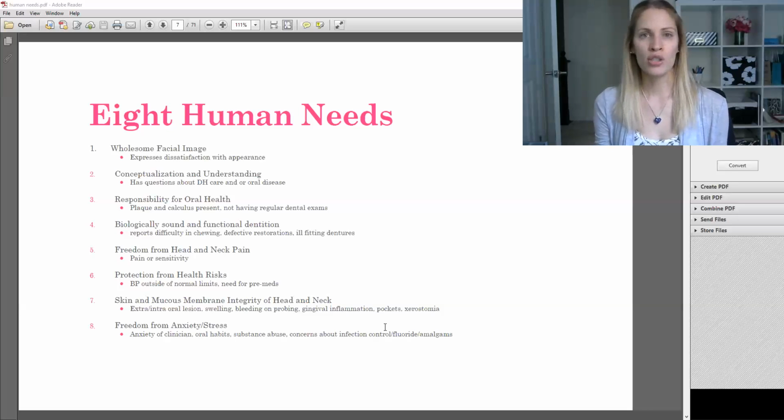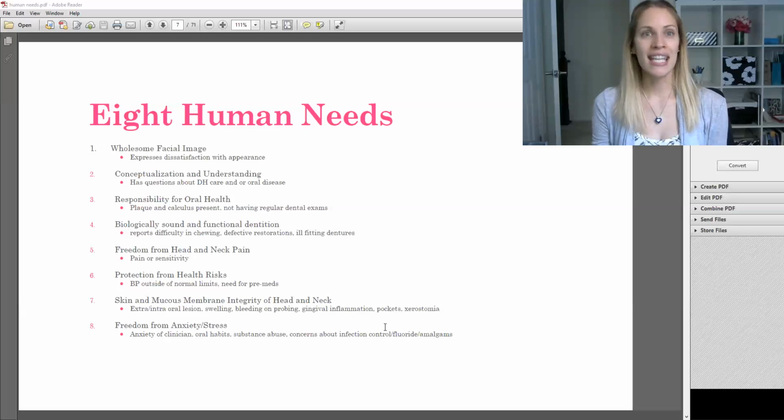Let's say their blood pressure is too high. That is number six, protection from health risks. Let's say they haven't had a doctor's appointment in 8 years. That is protection from health risk, because they may think they're healthy, but if they haven't seen a doctor in 8 years, they don't know if they have high blood pressure. They don't know if they have low blood pressure. They don't know if they have high cholesterol, none of that. So they need to be seeing a family doctor.